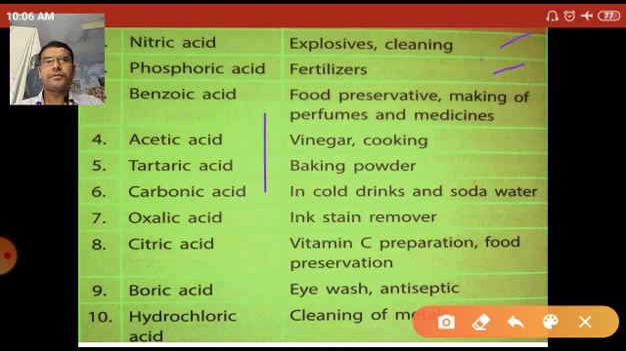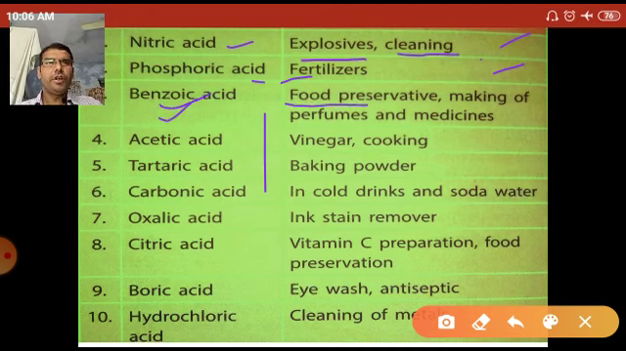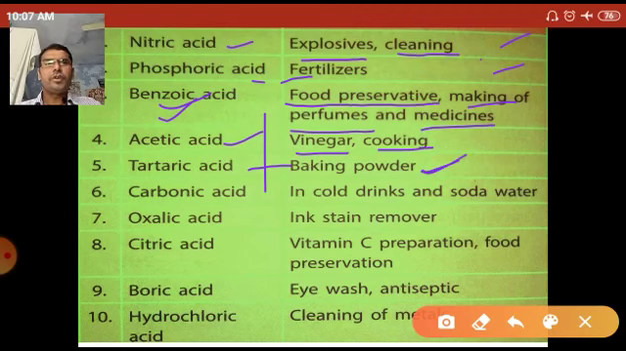Nitric acid is used for explosives and cleaning purposes. Phosphoric acid is used for fertilizer. Benzoic acid is used as a food preservative and also for making perfume and medicines. Acetic acid is used for vinegar and cooking. Tartaric acid is used for baking powder. Carbonic acid is used for making soda water and cold drinks.